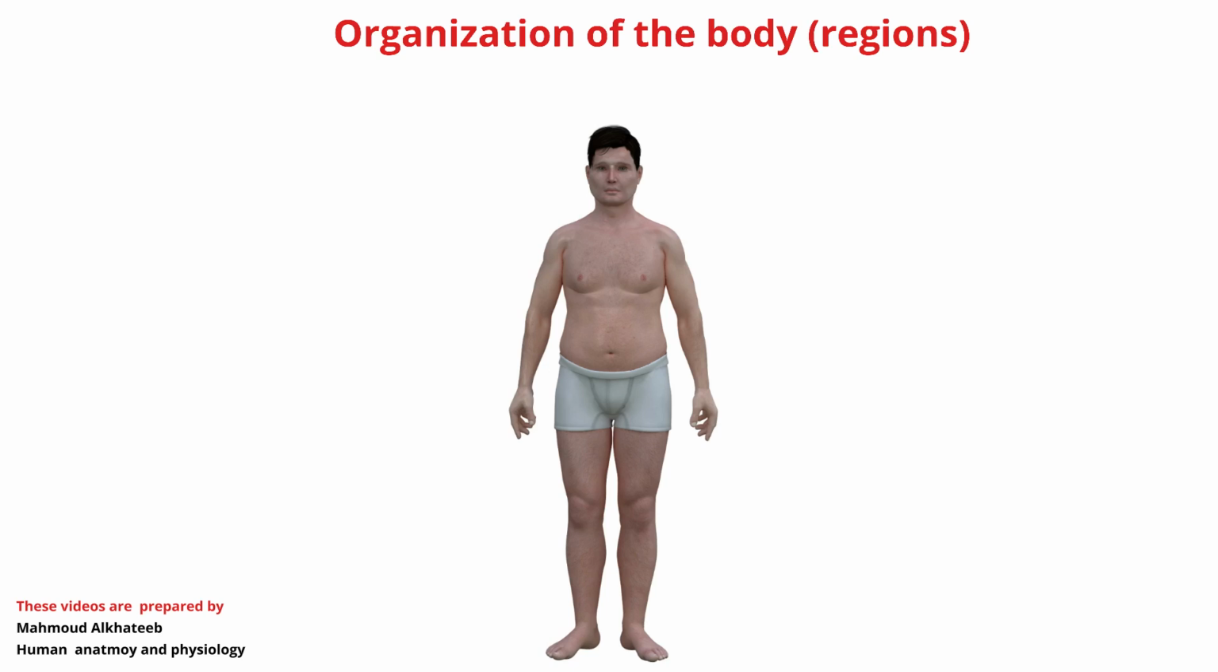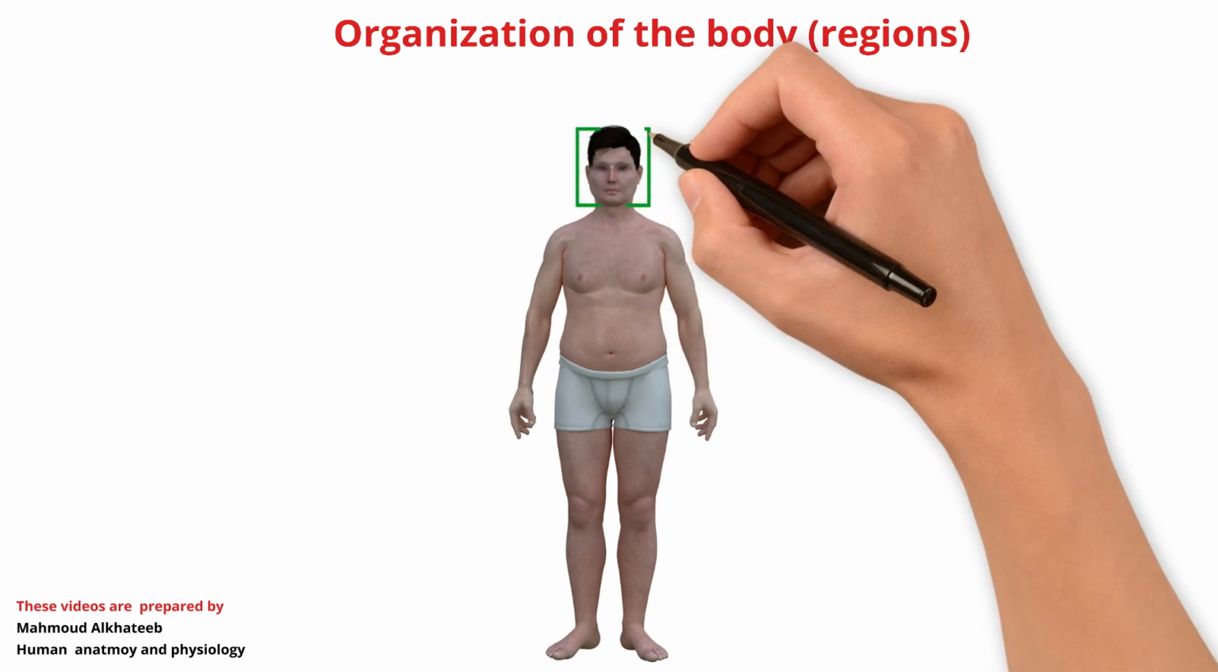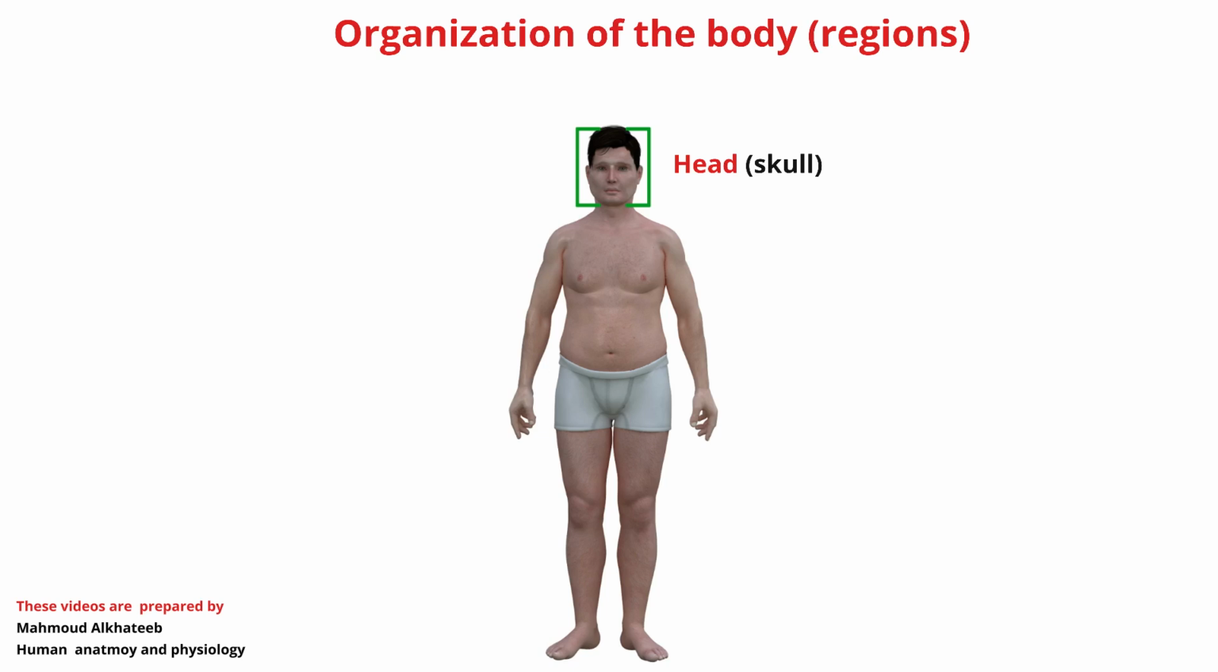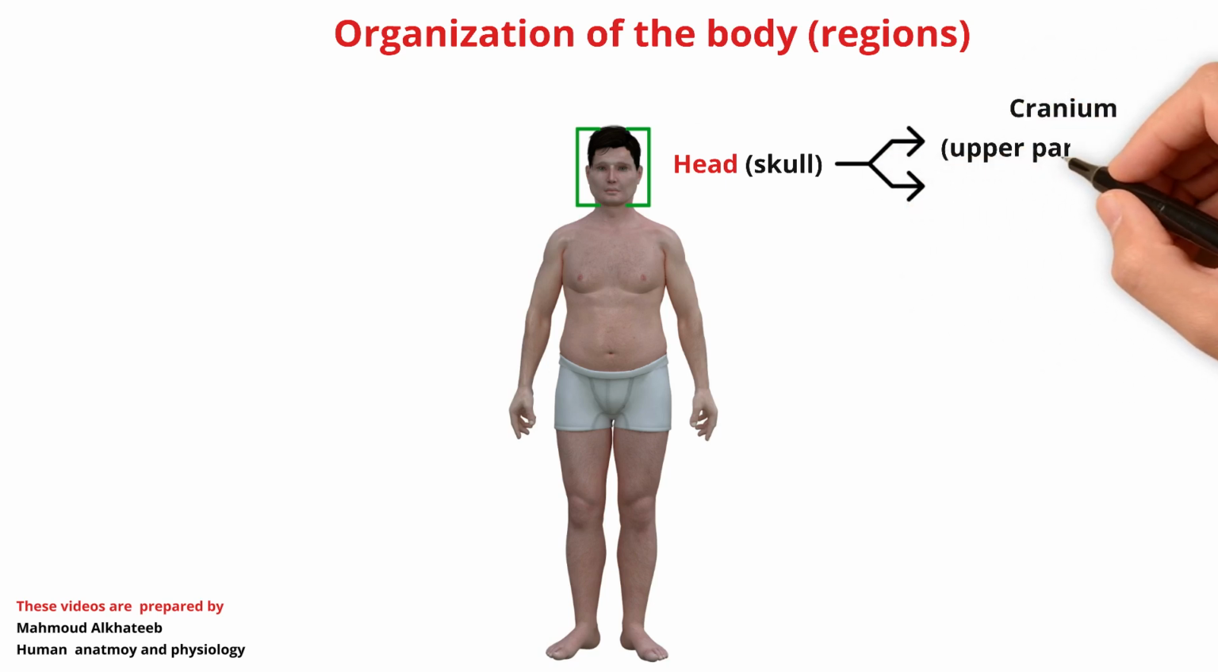The first region of our body is the head. The head contains the skull, muscles, hair, and other organs and has important cavities, which are parts of the organs for special senses like the nose, mouth, orbits, and ears. The head is composed of the skull, which is composed of the cranium, which forms the upper part housing the brain, and the facial bones.